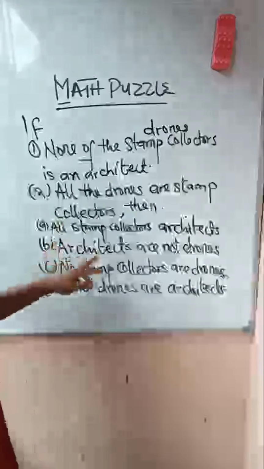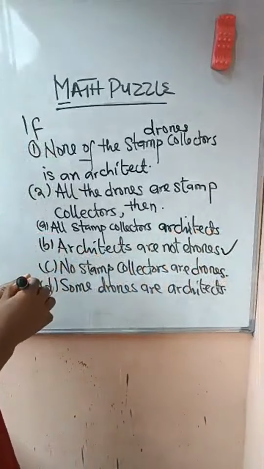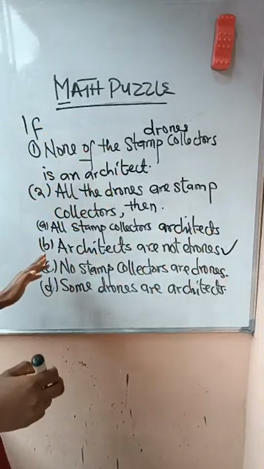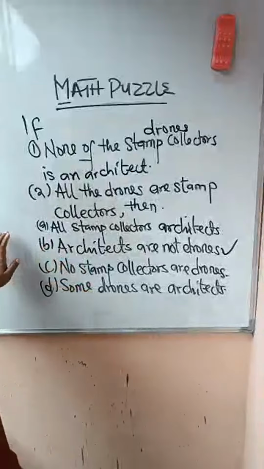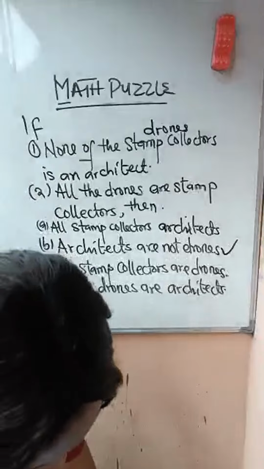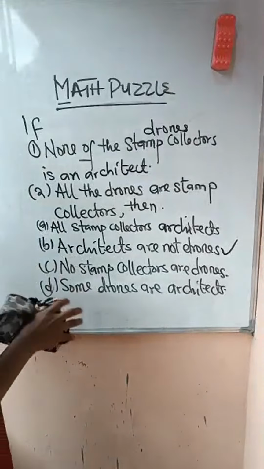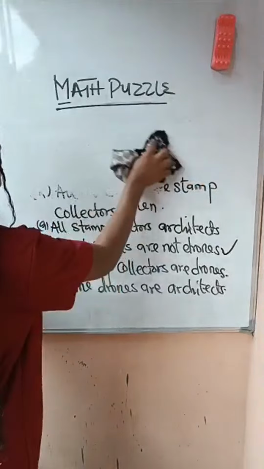Now let's go. Architects are not drones. Perfect. Because according to the first sentence, none of the drones is an architect. That is another way of saying architects are not drones. So that is the answer, option B. All right, so that is how to go about this. I hope we have learned something new.